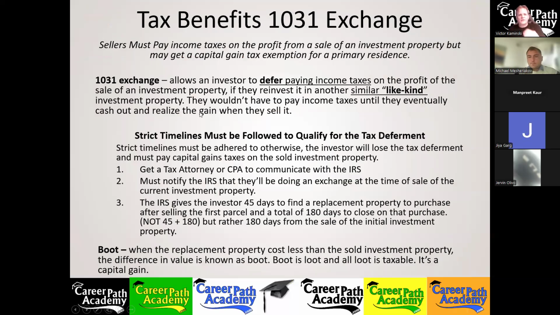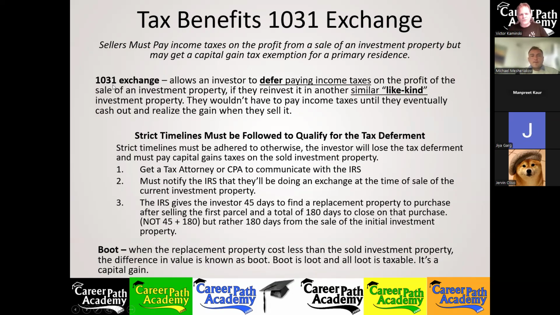All right. So the seller must pay income taxes on the profit of any investment property, right? You got a capital gain. Capital gain is taxable income. We learned on the previous slide that you could get a capital gains tax exemption from the sale of your primary residence. But what about a straight up investment property that you own?